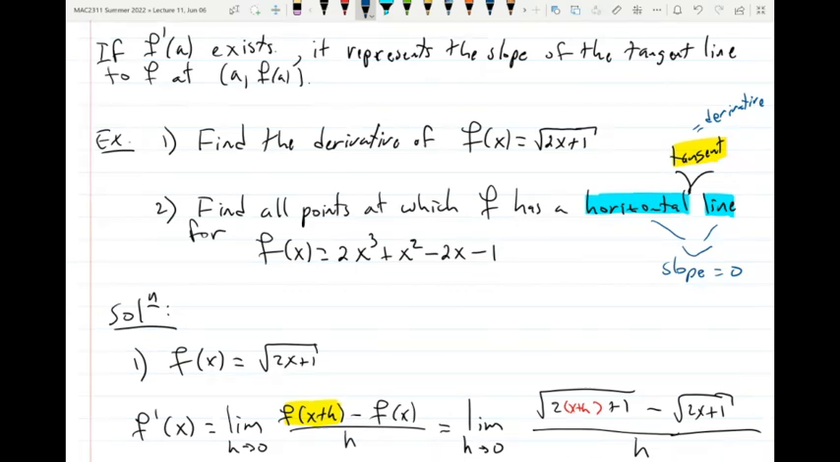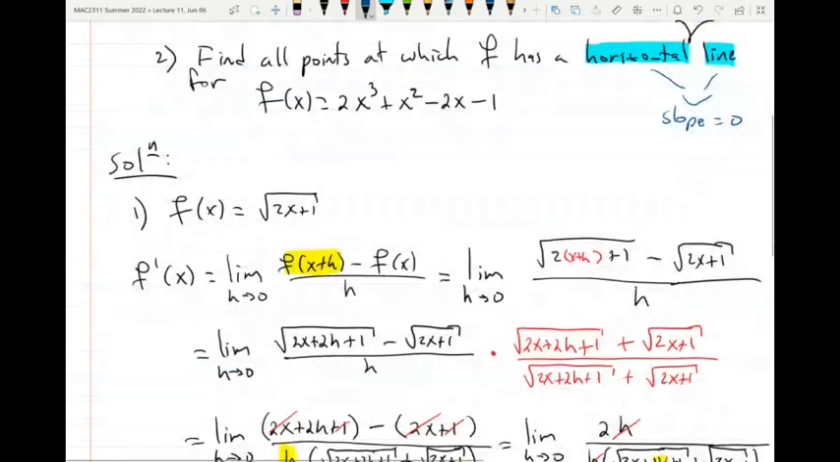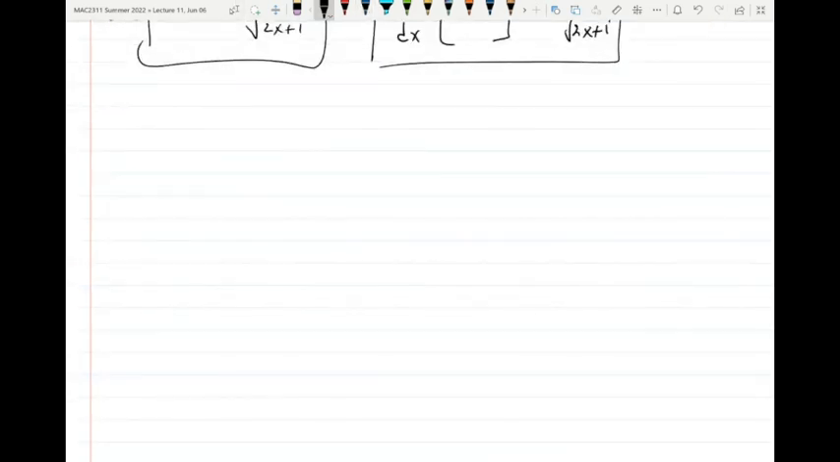Okay? So to solve this problem, the job is find the derivative of the function, whatever it is, and then set it equal to 0 and solve the equation. And the solutions to that equation will be the points at which we have horizontal tangent. Okay? So let's do it. All right. So for number 2, let me put the function here.